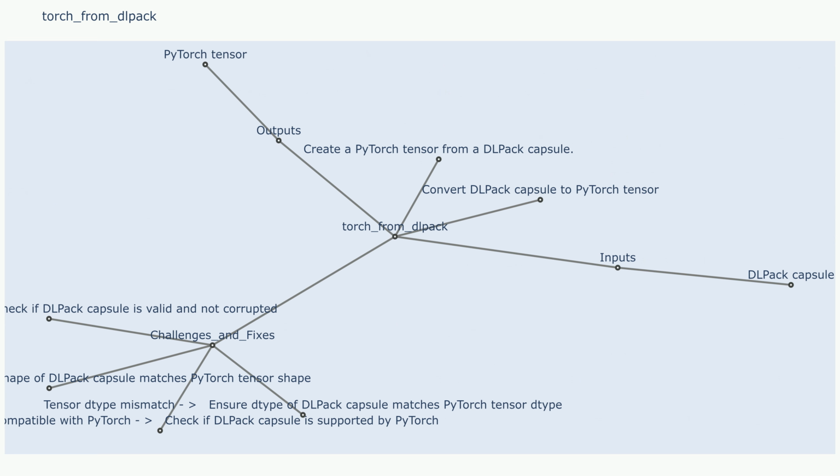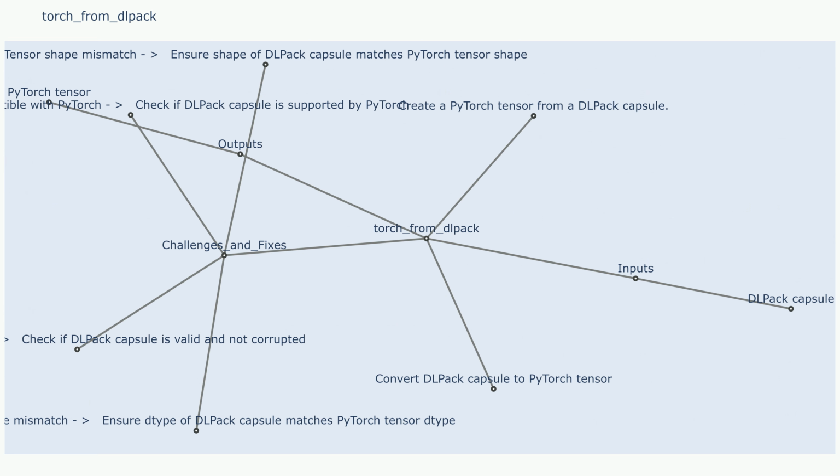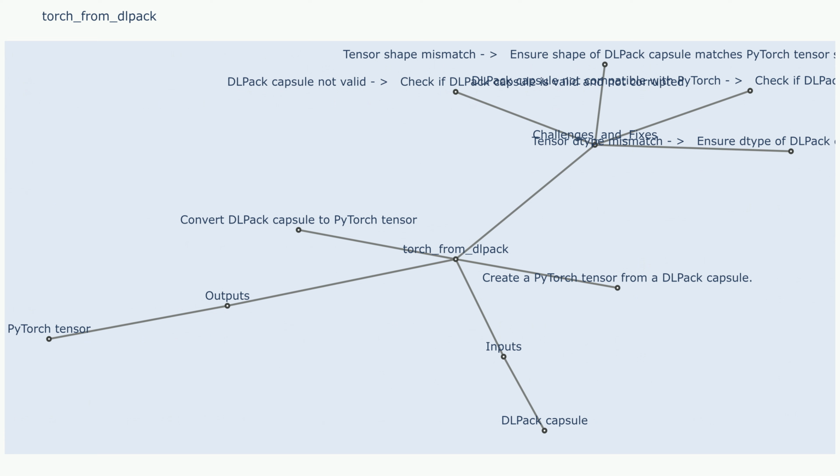Challenge 3: data sharing between processes. Sharing DLPack objects between different processes can result in issues if the processes are not properly synchronized. Sample use case that resulted in challenge 3: one process creates a DLPack object, and another process attempts to access and modify it simultaneously. Fixes to challenge 3: use appropriate synchronization mechanisms, e.g., locks or semaphores, to ensure that the data is accessed and modified in a safe and controlled manner.